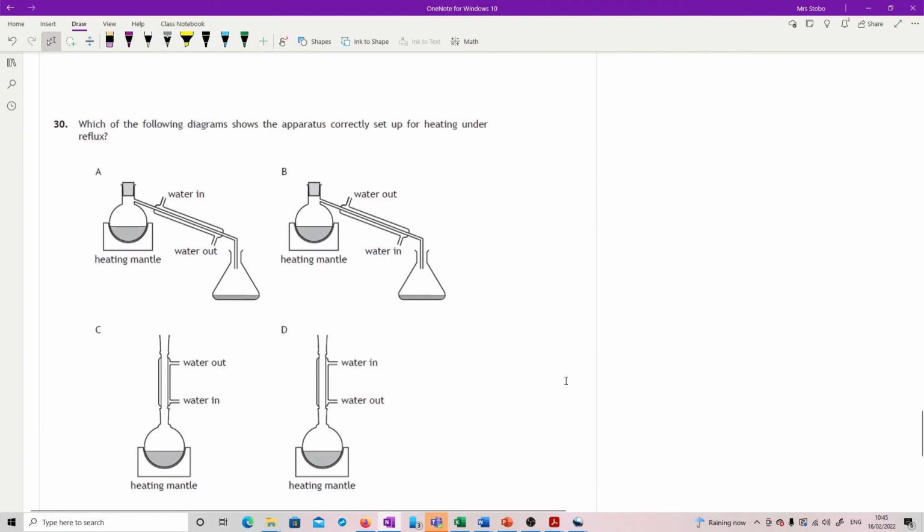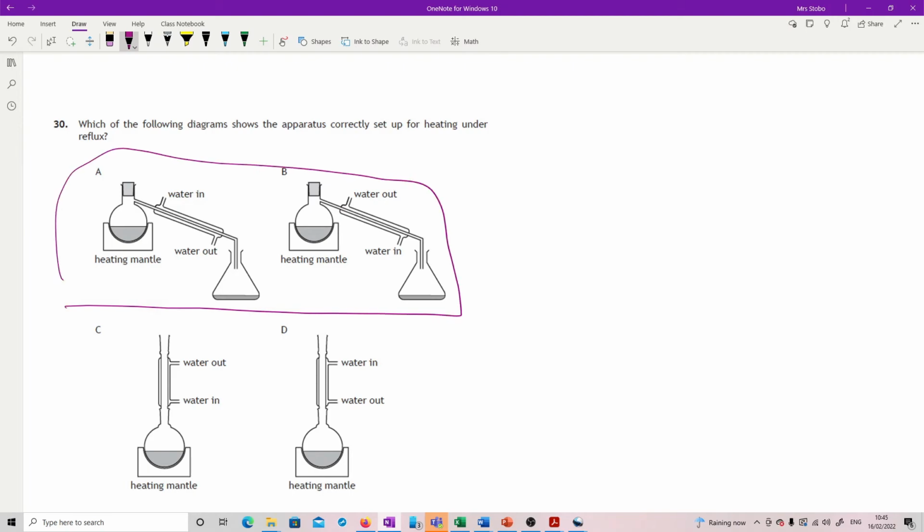Which of the following diagrams shows the apparatus correctly set up for heating under reflux? Okay, so can we get rid of A and B straight away? This is not heating under reflux at all. This is basically a distillation, because you've got something being heated up here and then condensed down into here and dropping out. Okay. C and D, okay, what we have here is the correct setup in terms of where you've got your condenser. So what's happening is you will have vaporization of your whatever compounds you're working with, and then this condenser should be pushing it back down into the reaction chamber.